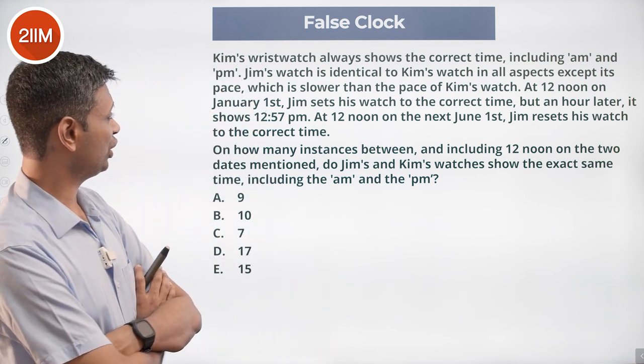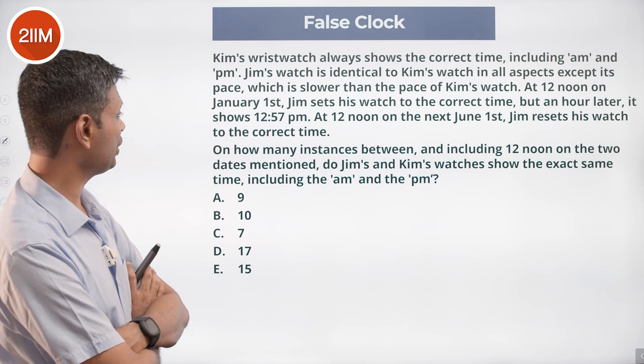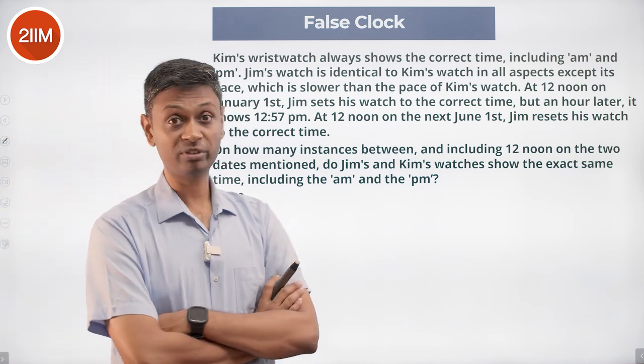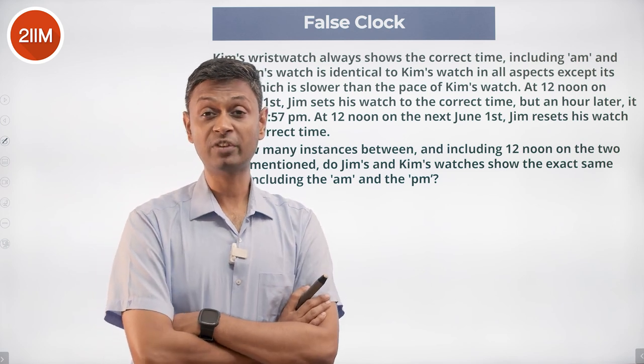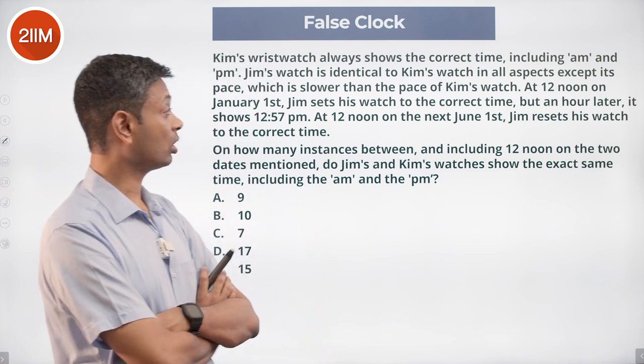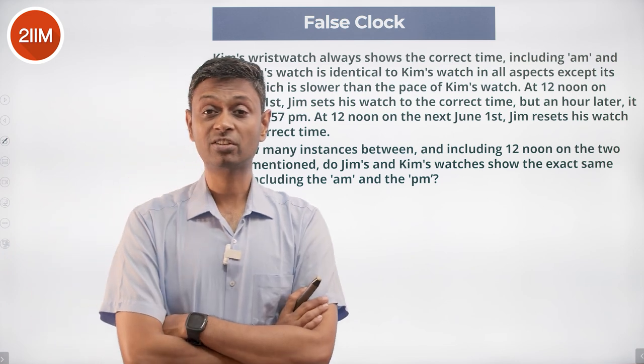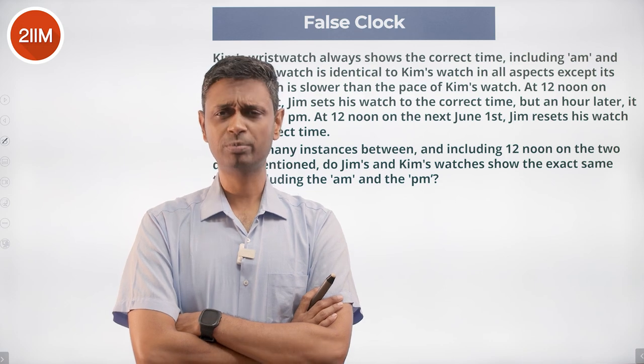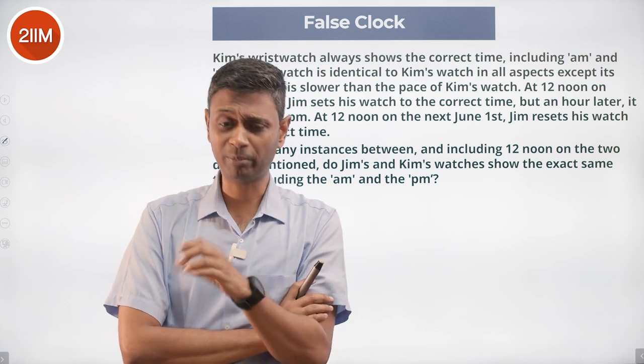At 12 noon on the next June 1st, Jim resets his watch to the correct time. So he fixes it after 5 months. And in these 5 months, he must be having an absolute nightmare, because his watch is not slightly off, it's off by a gigantic margin. And he's basically saying, I'm not using my watch.